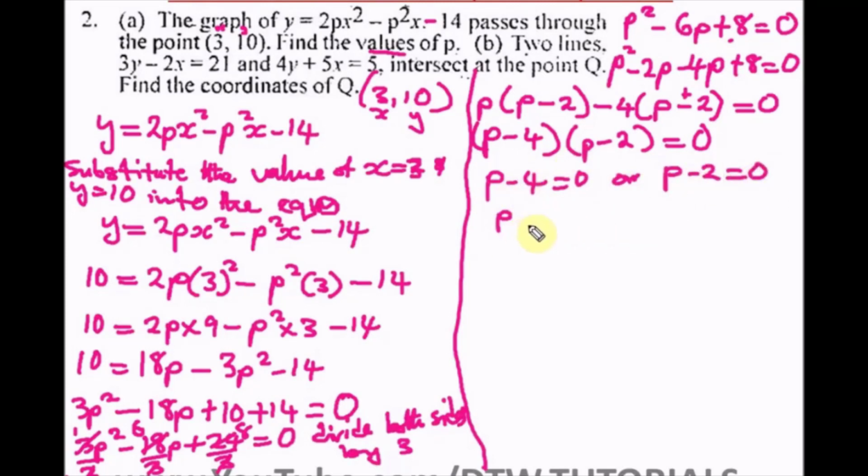So here we have p. Taking minus 4 to the other side, we are going to have a positive 4. And here we have p. Taking minus 2 to the other side, we are going to have a positive 2. So this is our answer, and the values of p are either 2 or 4. So this is our final answer.